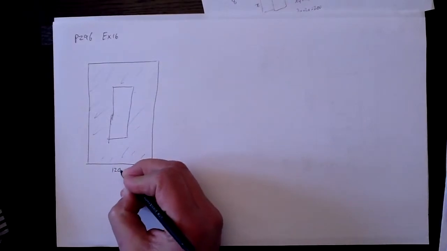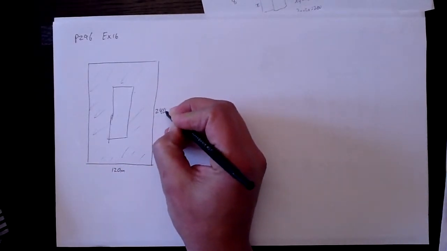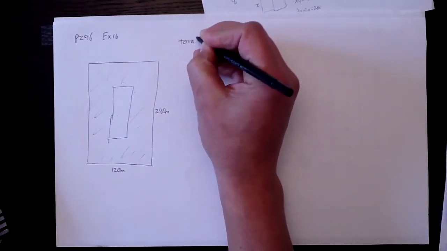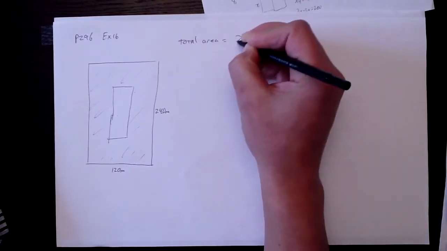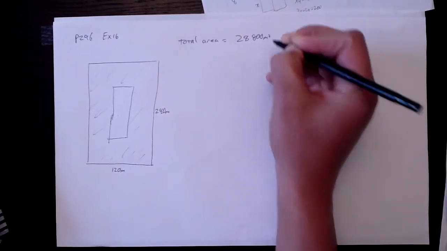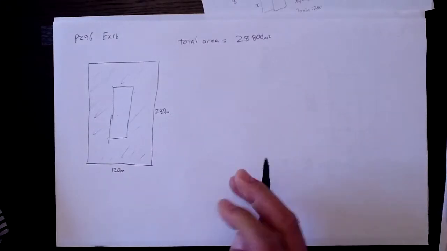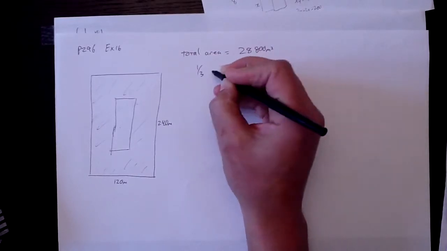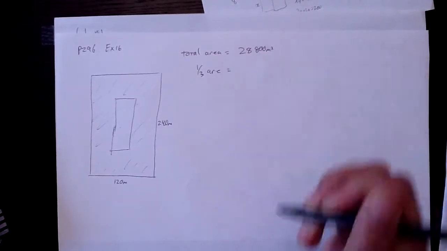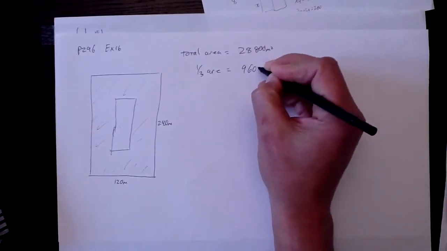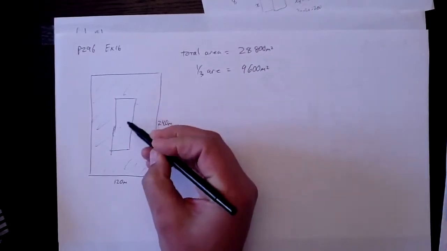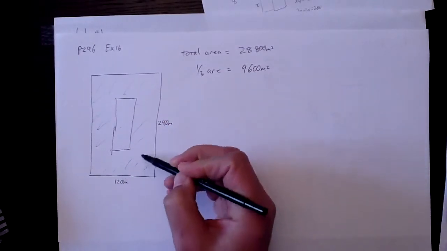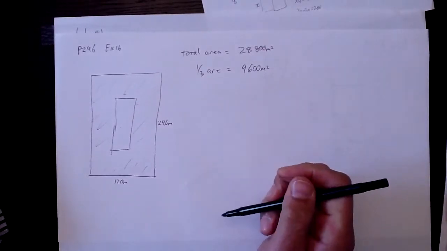Now, 120 meters we know, and we know 240 meters, and some quick math will tell us that the total area equals 28,800 meters squared. Okay, so that's 120 times 240. Given that the inner third, 1/3 of the area, is going to be 1/3 of this, and 1/3 of that is 9,600 meters squared. So we know that the length times the width of this little inner patch here is going to be 9,600, and we know that the area of the total field is 28,800.